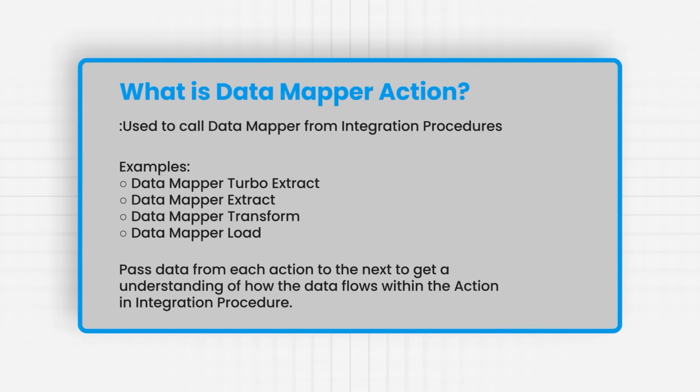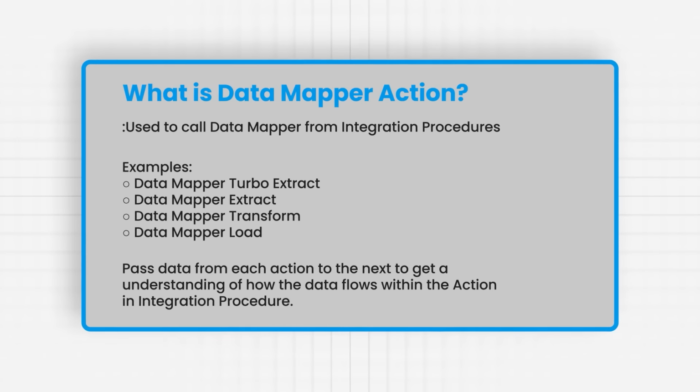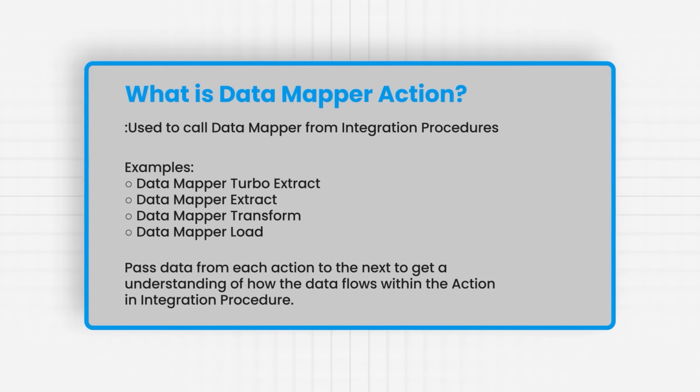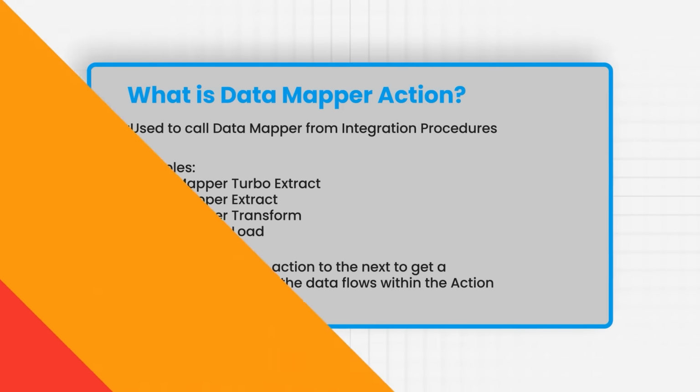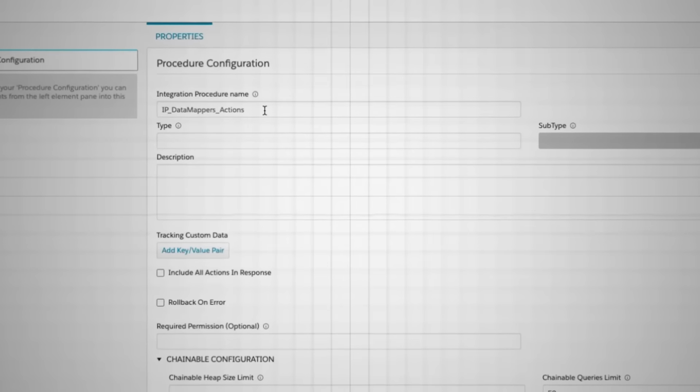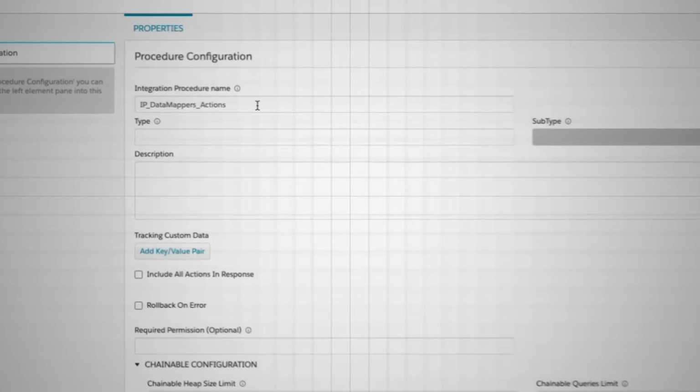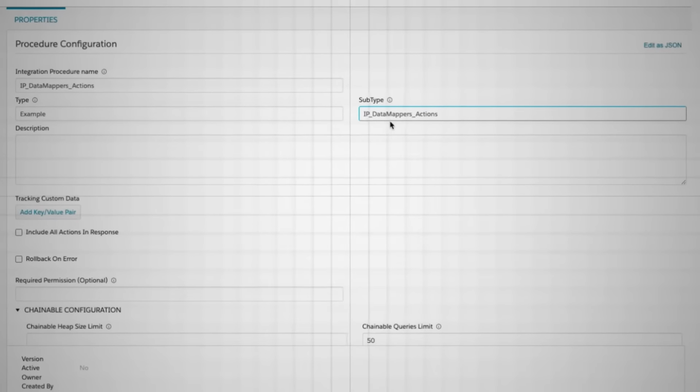In today's video, we'll look at examples of using each one of them and how we can pass data from each one to another to see how the data flows in an integration procedure. Let's jump into the example. We'll create a new integration procedure. Let's call it IP data mappers action example.